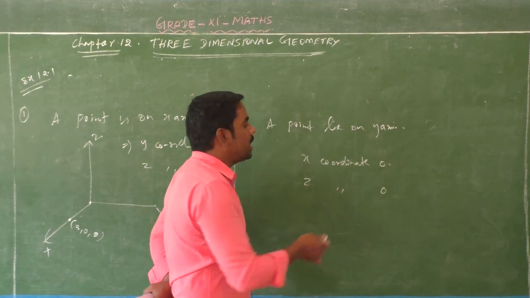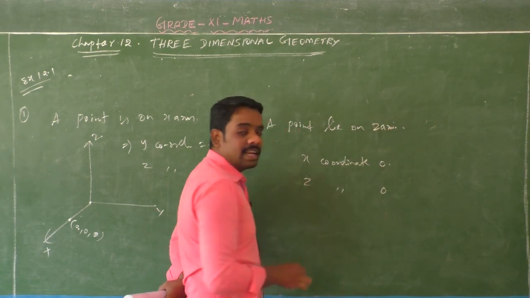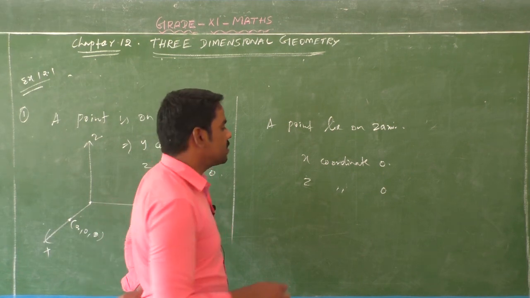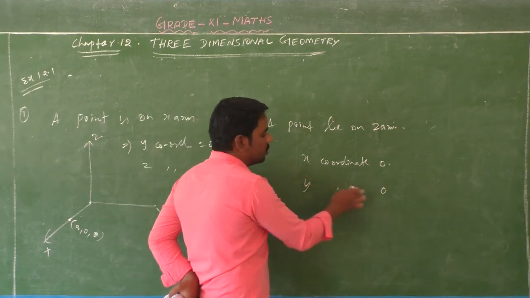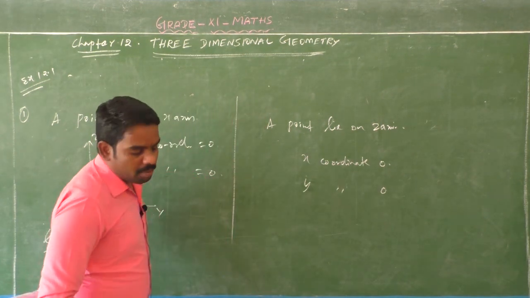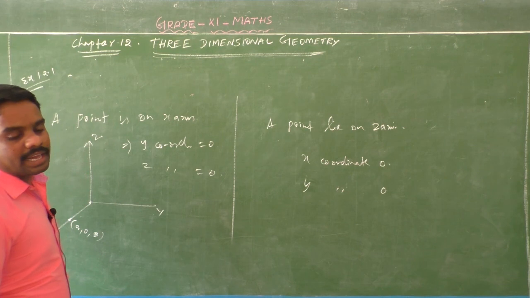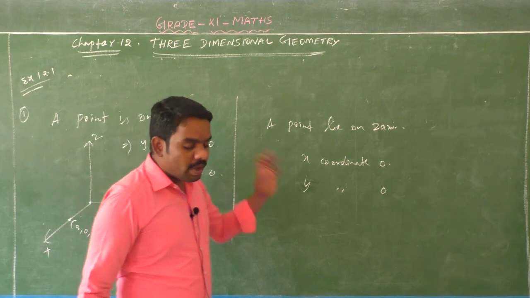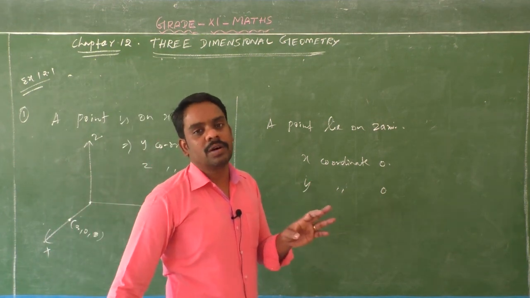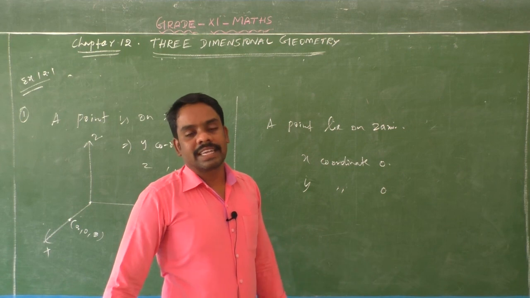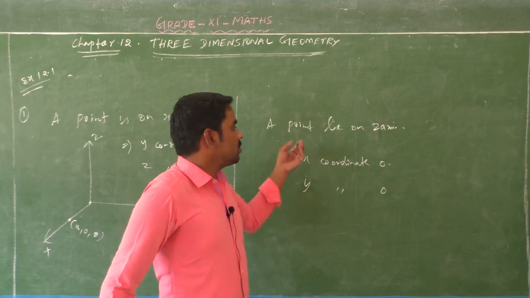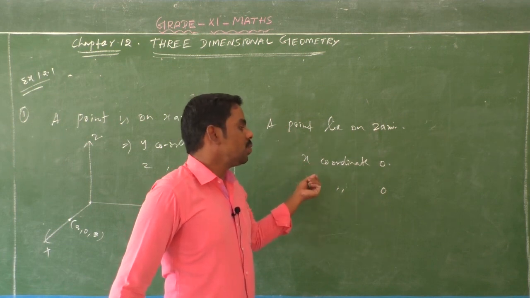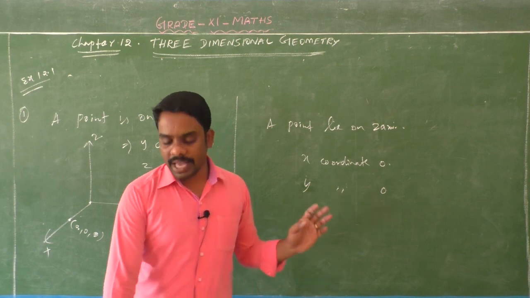Suppose a point lies on the z-axis. Here the z coordinate value is non-zero, and the x coordinate is 0 and the y coordinate is also 0. So for any point on the x-axis, the x coordinate value is non-zero and the y and z coordinates are 0. For any point on the y-axis, only the y coordinate value is non-zero, and the other two, x and z, are 0. Similarly, a point on the z-axis has x coordinate 0, y coordinate 0, and z coordinate non-zero.